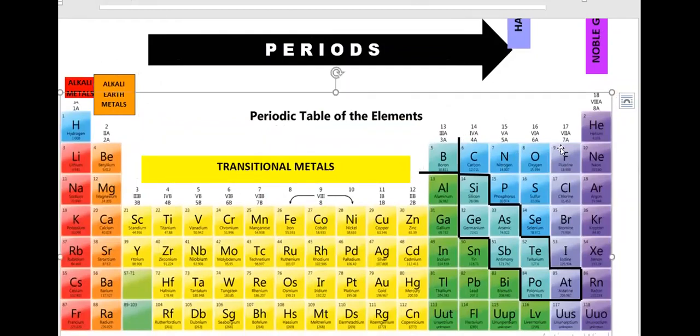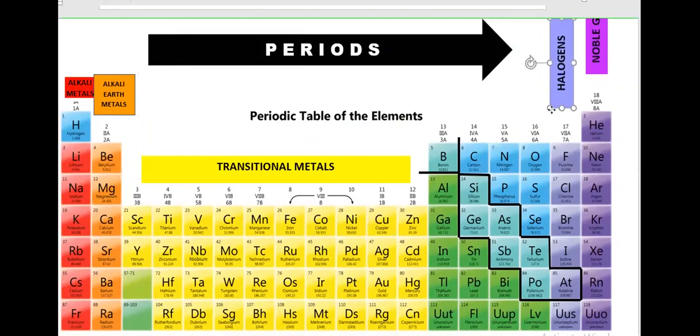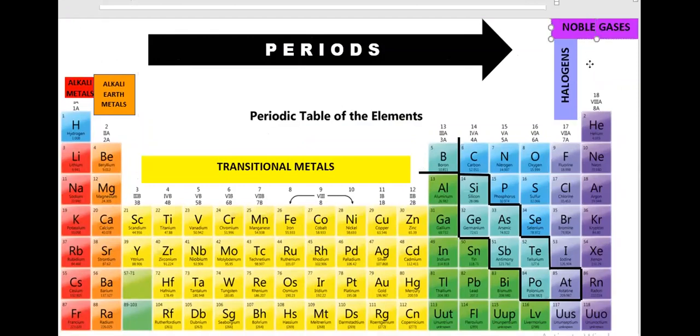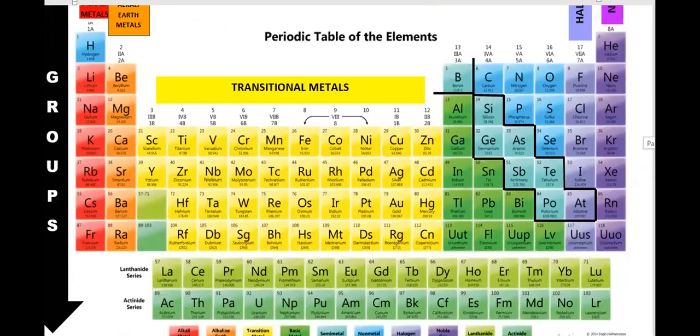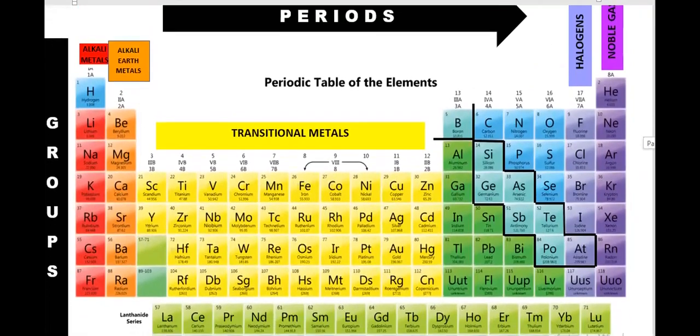Then we skip all the way to the 17th group here, which is called halogens. And the last group is what is known as noble gases. All right, these guys are really noble. Okay, so once we've got that down, I want to move on to what each one means, right?